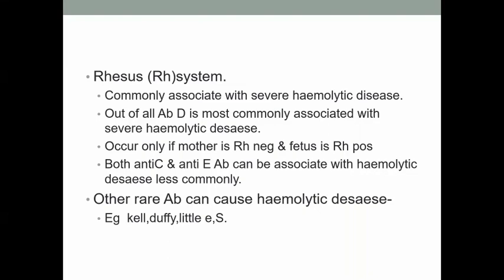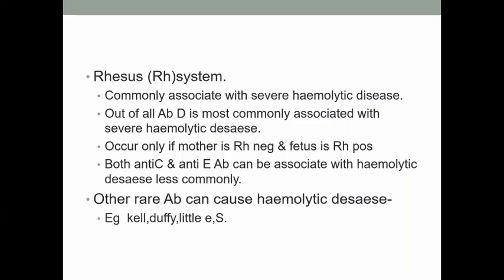So about the Rh system, it is associated with severe hemolytic disease. Out of all antibodies, D is the most commonly associated with severe hemolytic disease. As I told you, it's 50 times more antigenic. That's why. So it only occurs if the mother is Rh negative and the baby is Rh positive. Anti-C and anti-E also can cause a hemolytic reaction, but it is less common in the community, so we might not see this type of disease, right?